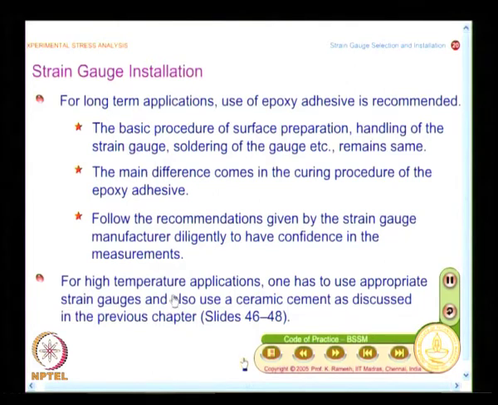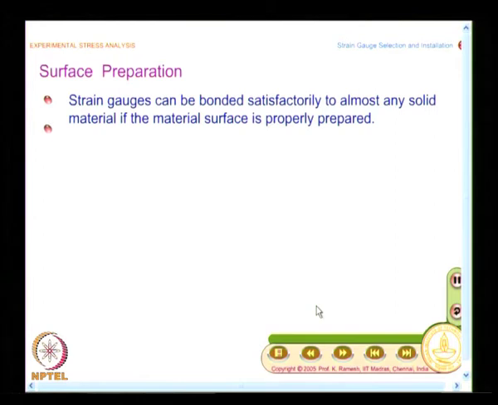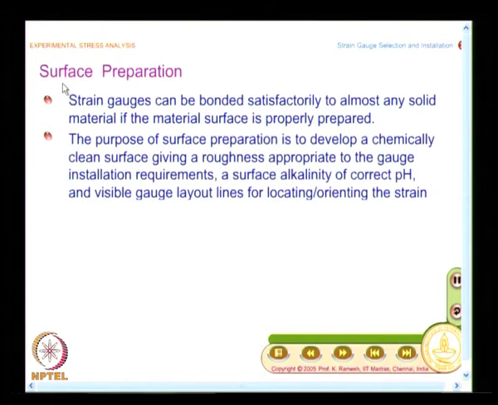And for high temperature applications, one has to use appropriate strain gauges and also use a ceramic cement as discussed earlier. We have discussed that separately, and here we are only going to look at typically for a room temperature measurement using a cyanoacrylate cement, how do I paste a strain gauge. So, that gives you an idea what are the basic steps involved. And the first and foremost step is surface preparation.